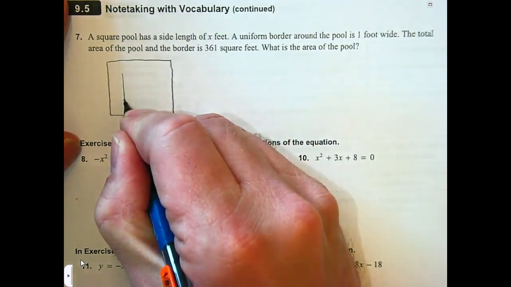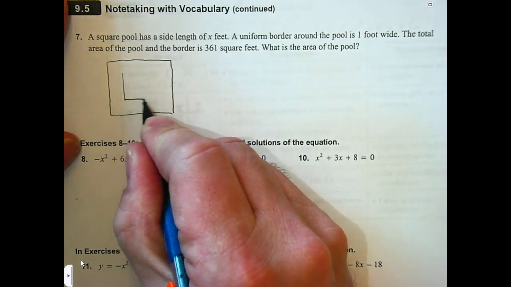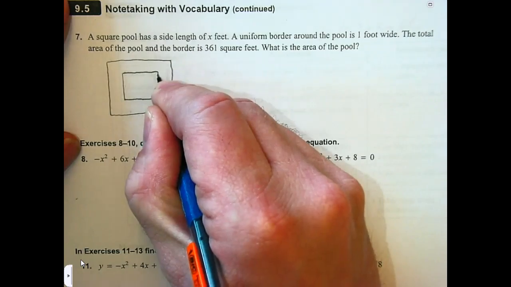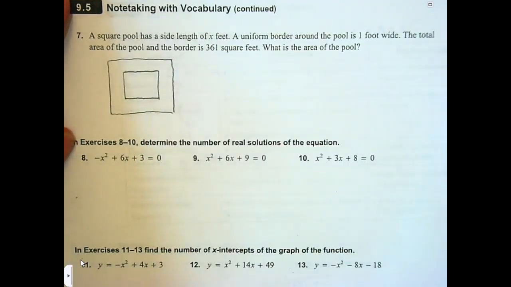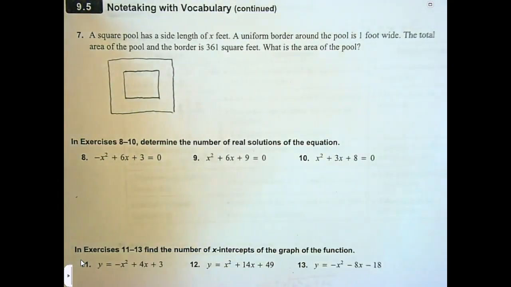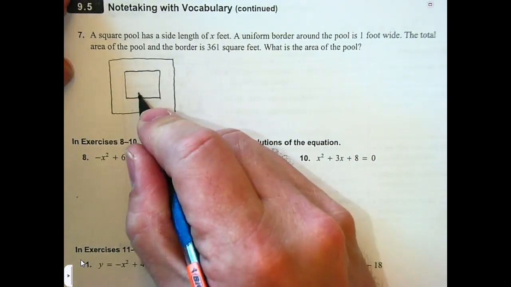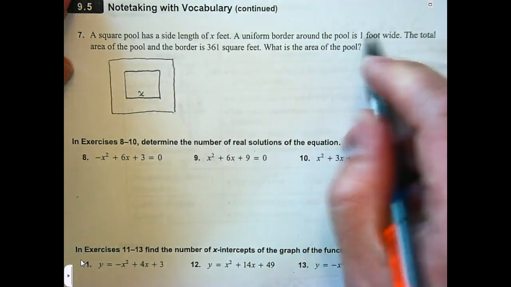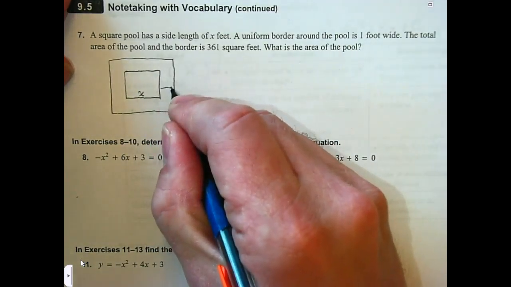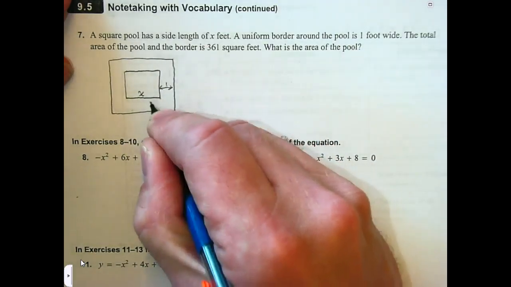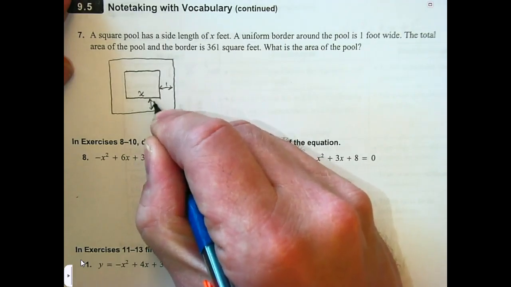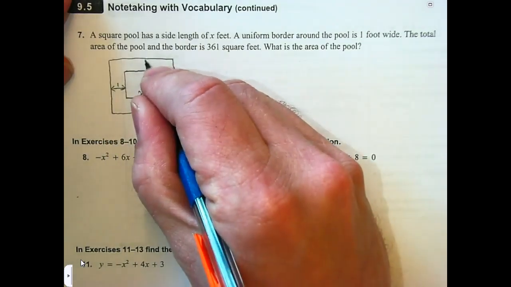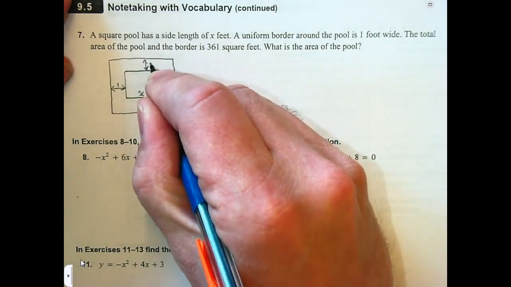Square pool has a side length of x feet and a uniform border. That does not mean it's dressed up. It means it's the same width all the way around. It's a uniform border. Okay? So it has a side length of x. So this is my pool in here. It has a border that is 1 foot wide all the way around. Meaning all of this on each end is 1 foot.